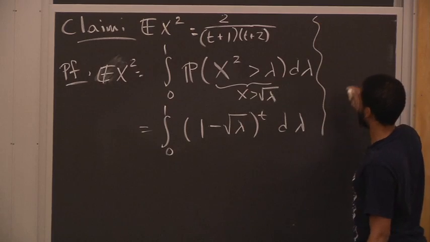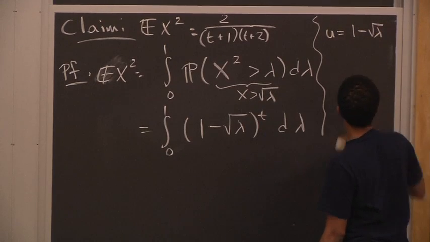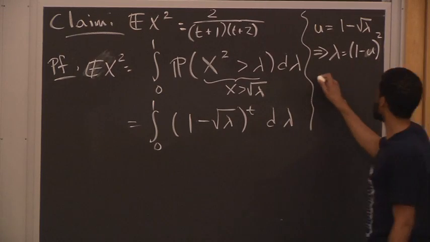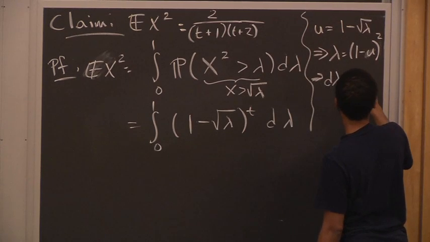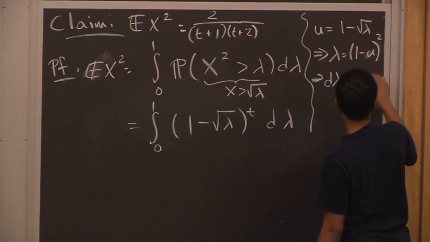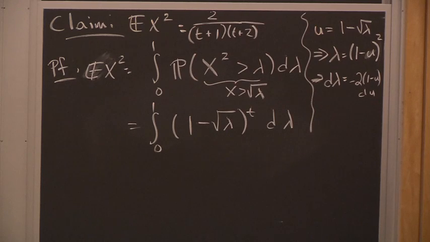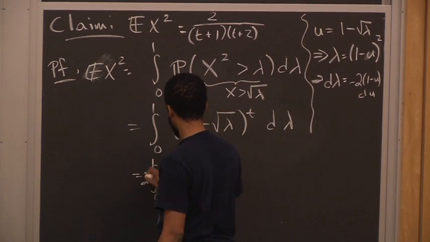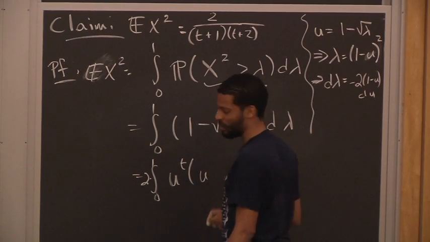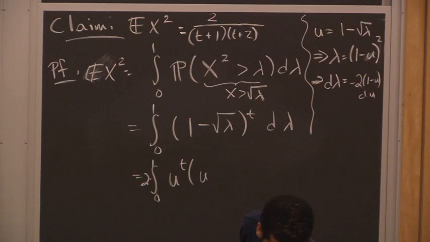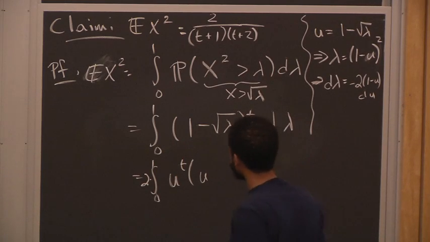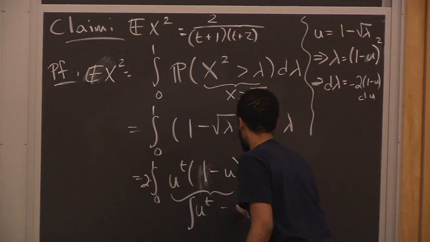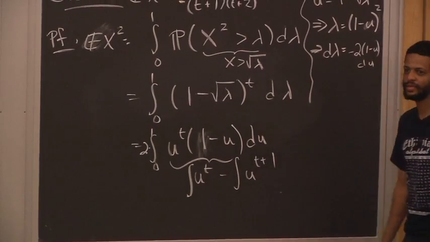And then now what I'm going to do is I'm going to say u is equal to 1 minus root lambda, which implies that lambda is equal to (1 minus u) squared, which implies that d lambda is minus 2 (1 minus u) du or something like that, I think. Yeah. So if you plug that in here, you'll get that this thing is equal to 2 times the integral from 0 to 1 of u to the t times (1 minus u) du. Right, this is u to the t minus u to the t plus 1. And then you'll get what I said. Okay?